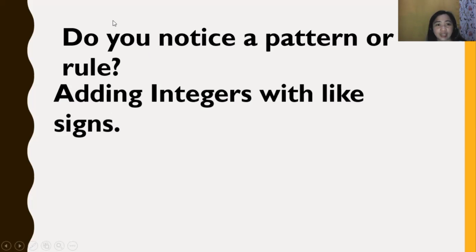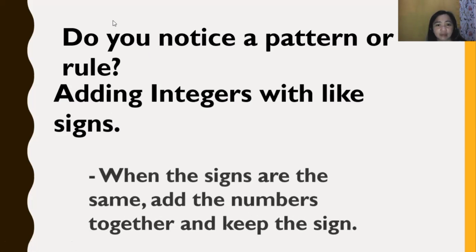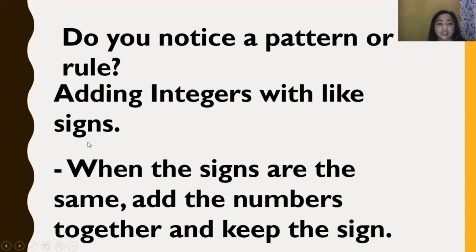Adding integers with like sign, parehas silang positive at parehas silang negative. When the signs are the same, add the numbers together and keep the sign. Katulad kanina, we add negative 2 plus negative 3. We just add 3 plus 2, that is 5. And we keep the sign, parehas nilang sign ay negative. Therefore, the answer is negative 5. Kanina, we have positive 5 plus positive 6. We have positive 11. We just add the numbers together and keep the sign.